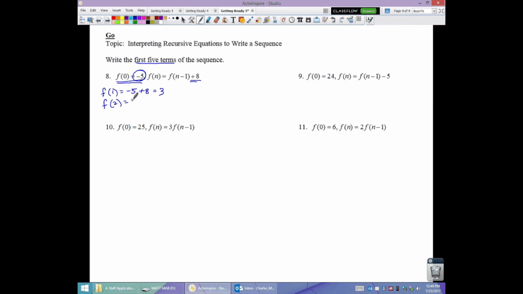F of 2 would be 11. F of 3 would be 8 more, which is 19. F of 4 would be 27. And F of 5 would be 35.